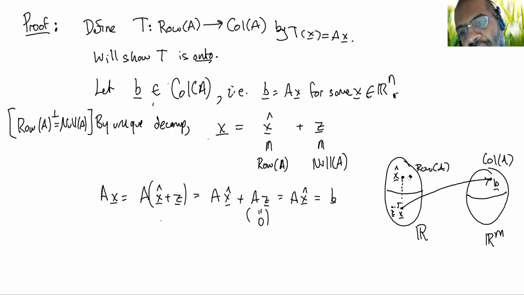Why are the row space and null space orthogonal complements? That was two lectures ago. Unfortunately, I can't explain it right now, but you can just go back and see it. But yeah, the conclusion is that every B is the image of some x hat in the row space. So therefore, T is onto. On the previous slide, it really is beautiful, we also proved that row and column space have the same dimension.